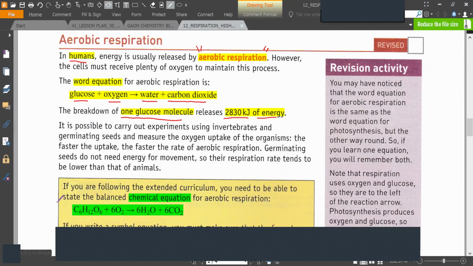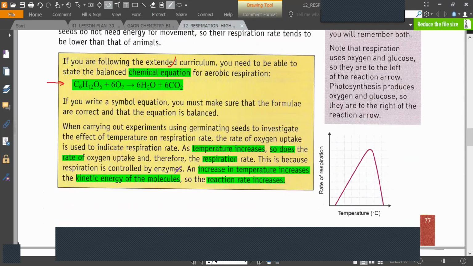For the extended course, we also need to memorize the chemical equation. So we need to know both the word equation and the chemical equation. We need to know the chemical formula of glucose, oxygen producing water and carbon dioxide. And we need to balance the equation as well. So make sure we know how to balance the equation.